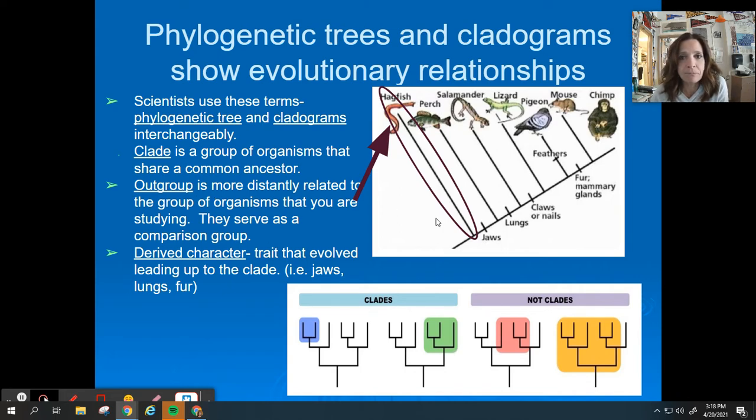An outgroup would be, for example, this purple circled thing. It's distantly related to the group of organisms that you have in the cladogram, and it serves as a comparison that the others can be measured off of. And then a derived character is a trait that evolved, for example, jaws. So this would be a derived character. It evolved, and then everything above it has jaws. And claws or nails, so all of these have claws or nails. Feathers would be a derived character that only the pigeons have.